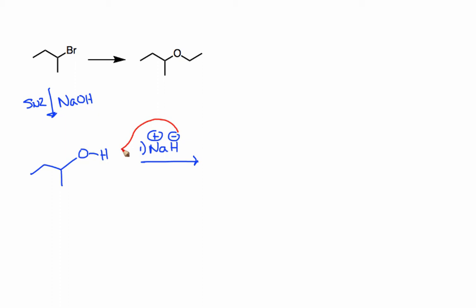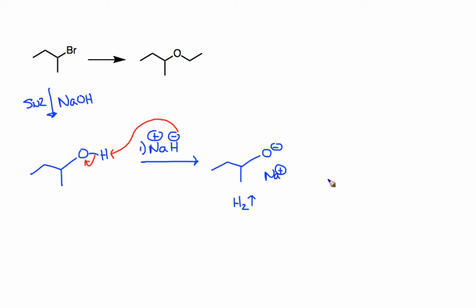So now our basic H minus will attack that acidic proton, giving us our intermediate. Which has an O minus, so an alkoxide. And then we have the countercation Na plus. And then during that process, we generate hydrogen gas.